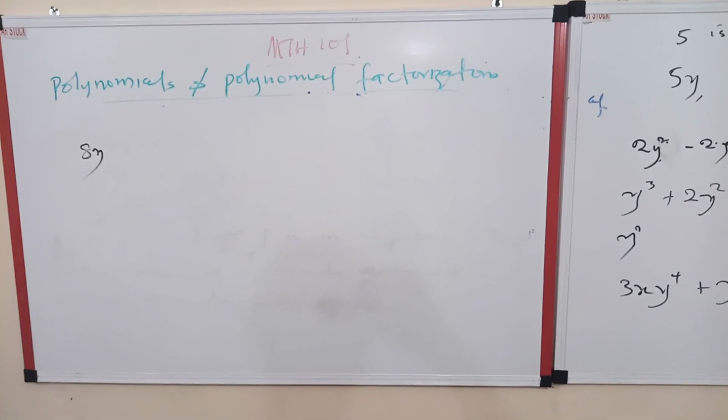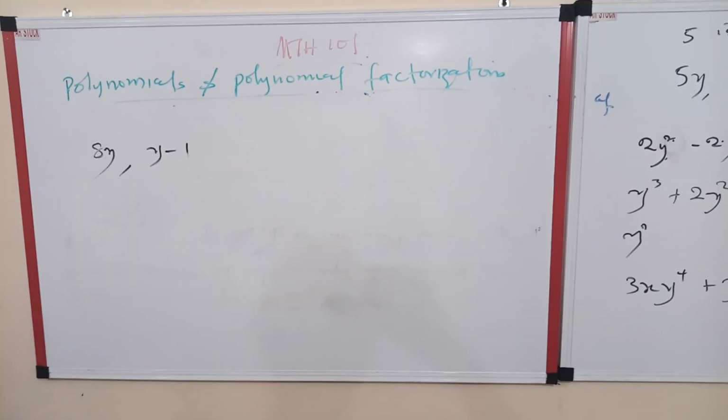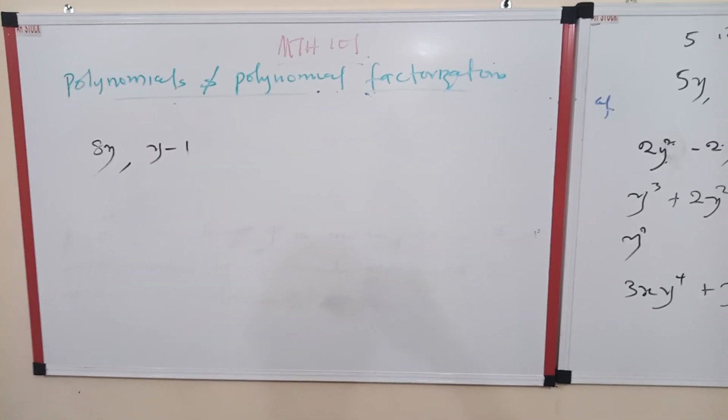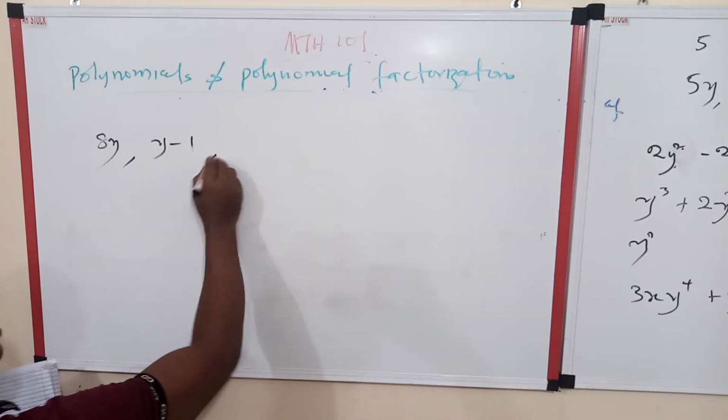Let's consider another example. This minus this. Is this also a polynomial? That is also a polynomial. Let's also consider another one.